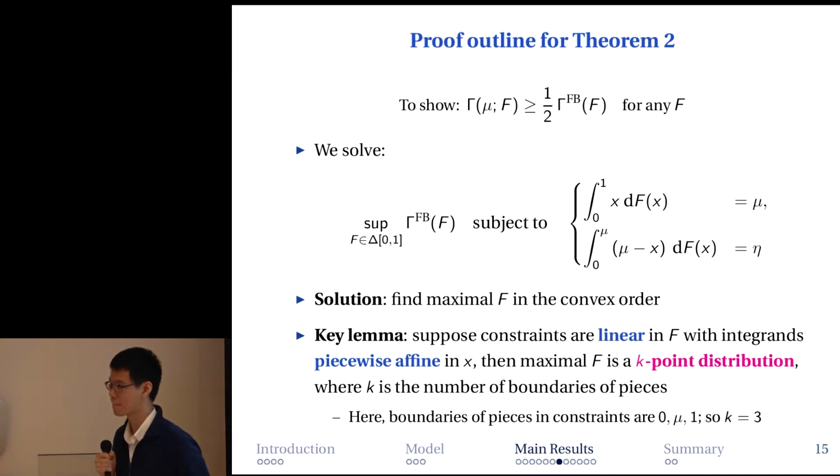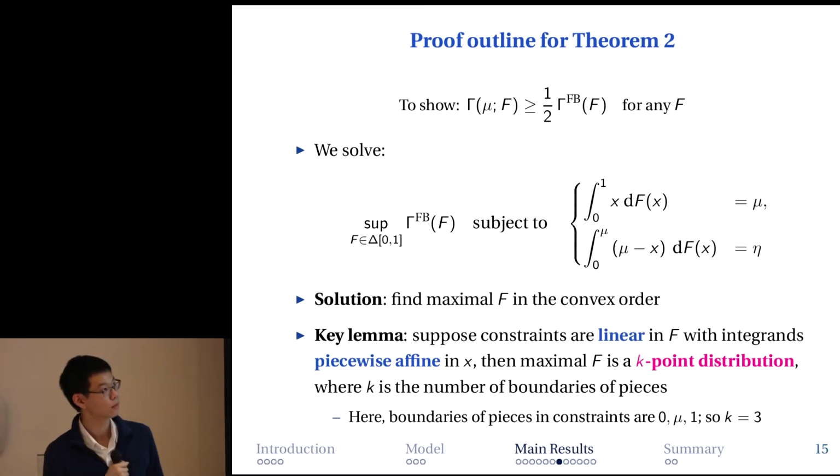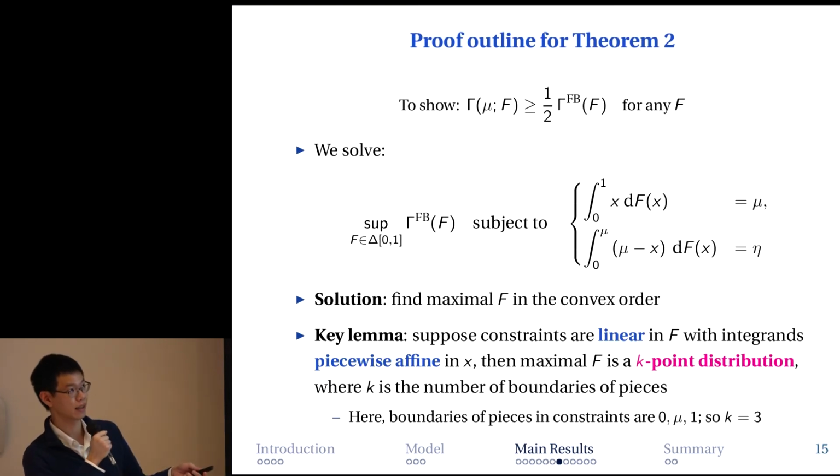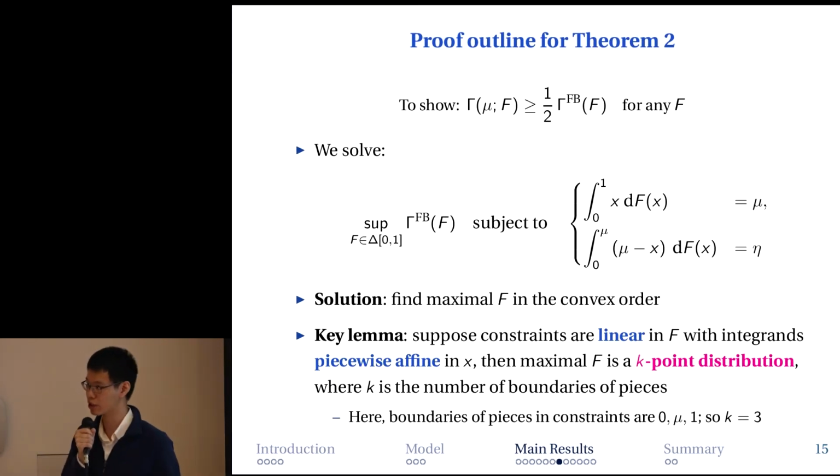Yep. I'm trying to understand the problem you're solving there. So it's the supremum of the first best, right? And then what's the first condition? That shouldn't be like 1, no? Subject to the integral. Sorry, I guess this should be an x. Thank you. Yeah, so the mean of the distribution is equal to mu.